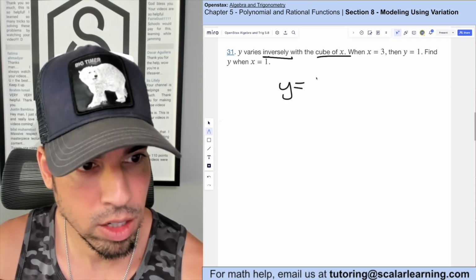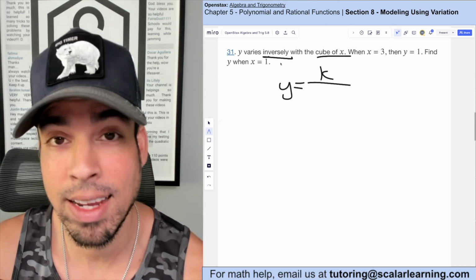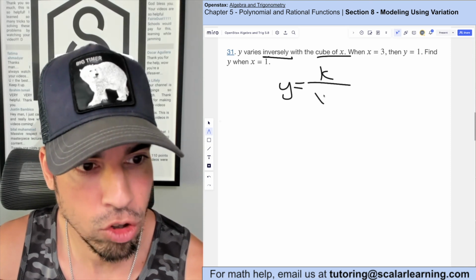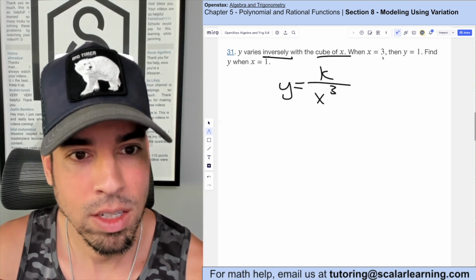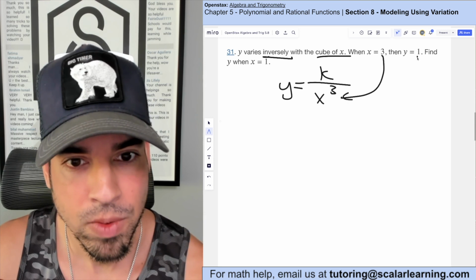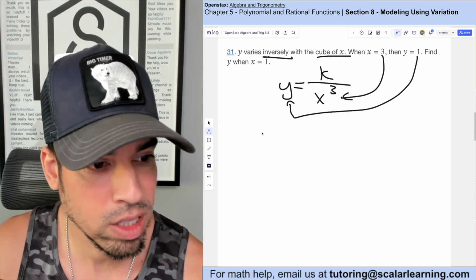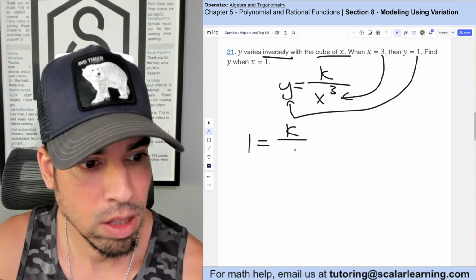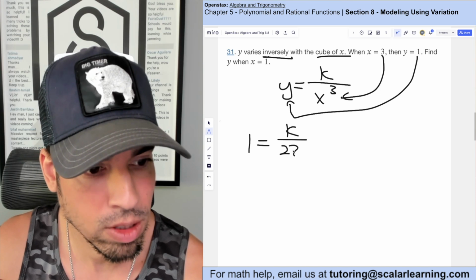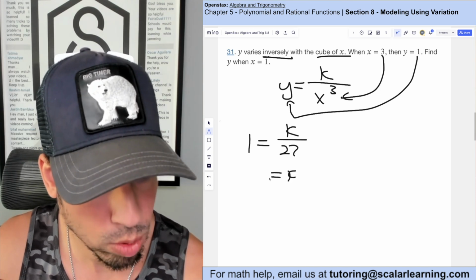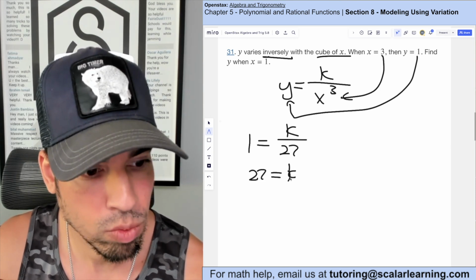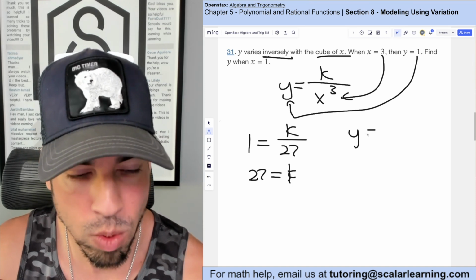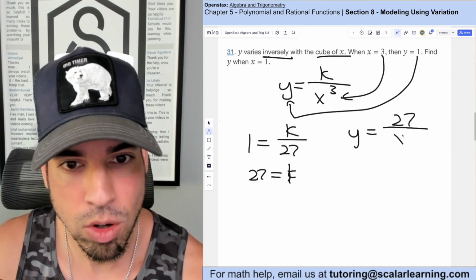y varies inversely with the cube of x. That means y equals k over, because of that inverse, right, over the cube of x, meaning x cubed. Then it says when x equals 3, y equals 1. We're going to plug those in so we can solve for k. 3 to the third power, or 3 cubed, is 27. Multiply both sides by 27, and that's what k equals. Now we're going to rewrite the original equation as y equals 27 over x cubed.